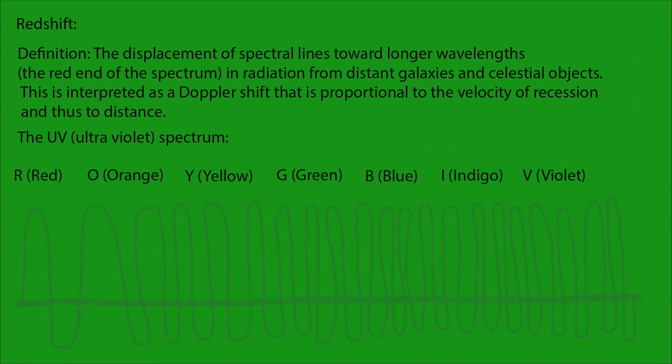Now for our next topic, redshift. The definition of redshift is the displacement of spectral lines towards longer wavelengths, the red end of the spectrum, in radiation from distant galaxies and celestial objects. This is interpreted as a Doppler shift, sounds familiar, that is proportional to the velocity of recession and thus to distance.